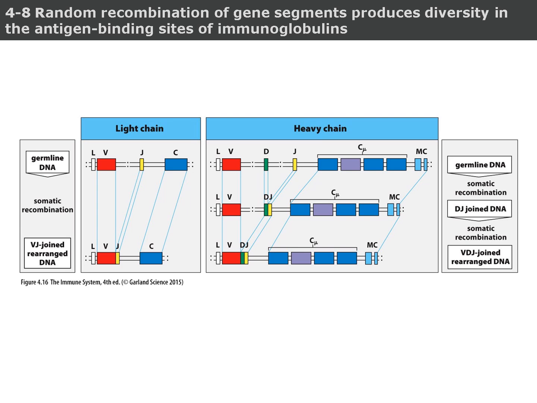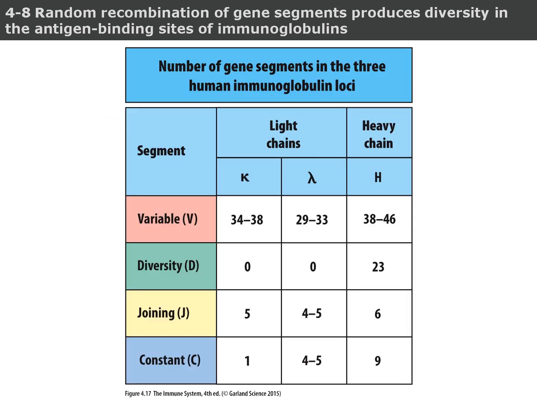This recombination process occurs in developing B cells and is a critical mechanism for generating the enormous diversity of antigen-binding sites necessary for the immune system to recognize virtually any pathogen. This table outlines the number of gene segments present in the 3 human immunoglobulin gene loci, which contribute to the structural diversity of antibody molecules.